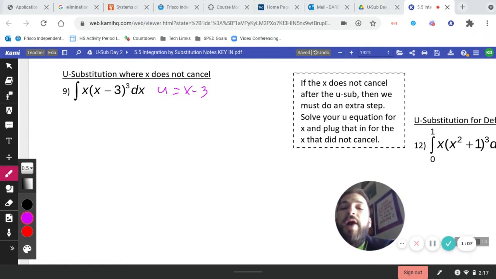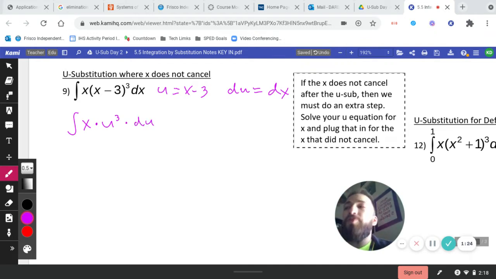So from here, I would take my derivative. So du is equal to, the derivative of x minus 3 is just dx. Okay, so that's already done. So this becomes the integral of x times u cubed times dx, which is just equal to du, so I just plug du straight in. We can see pretty clearly we're not going to get that x term to cancel out. So what we have to do is find out what x equals.